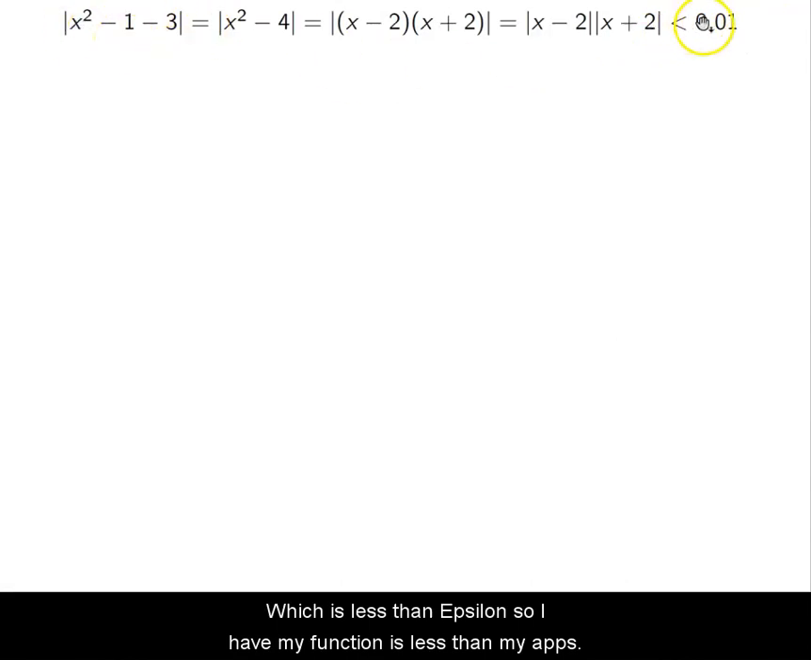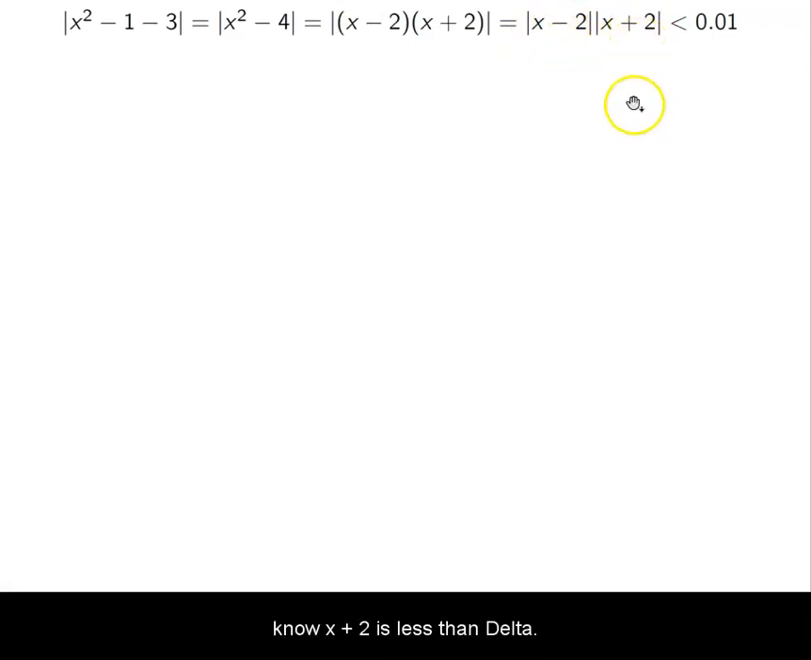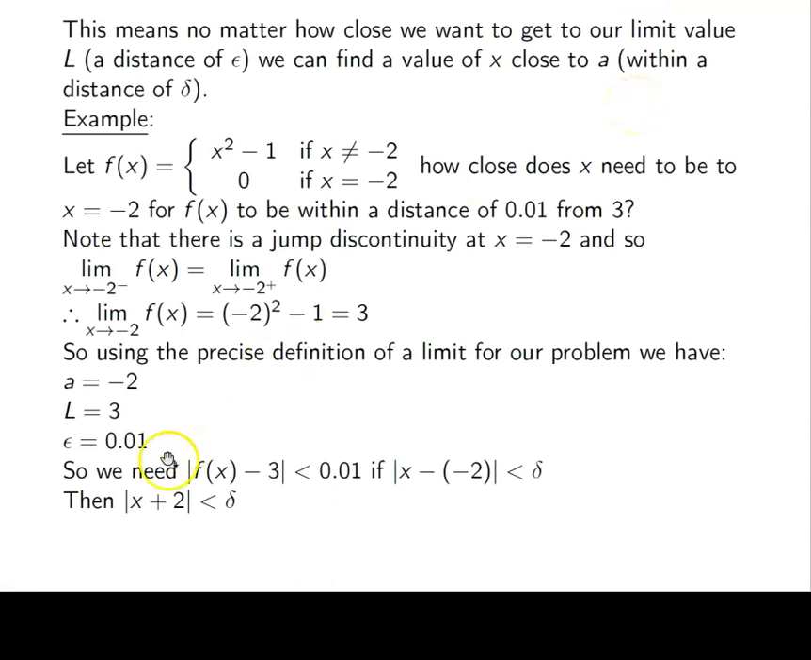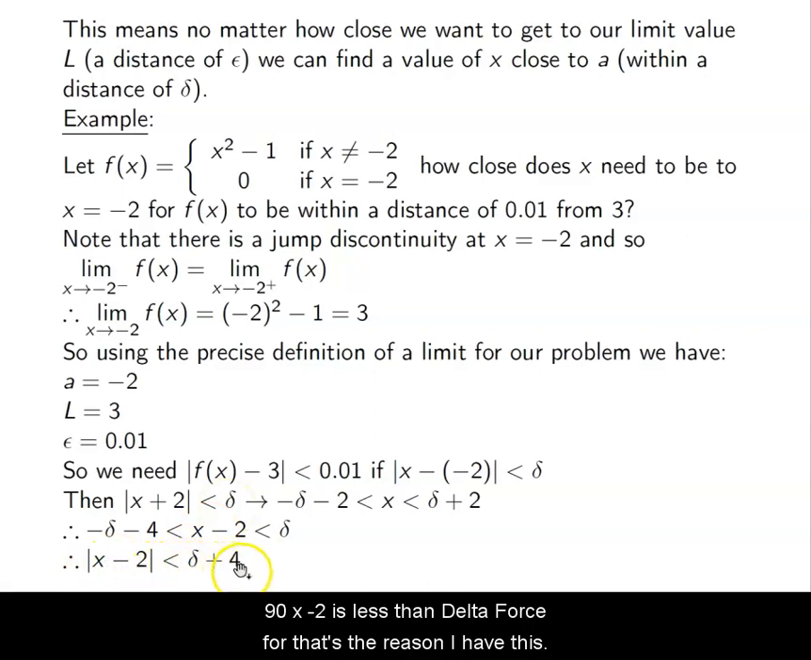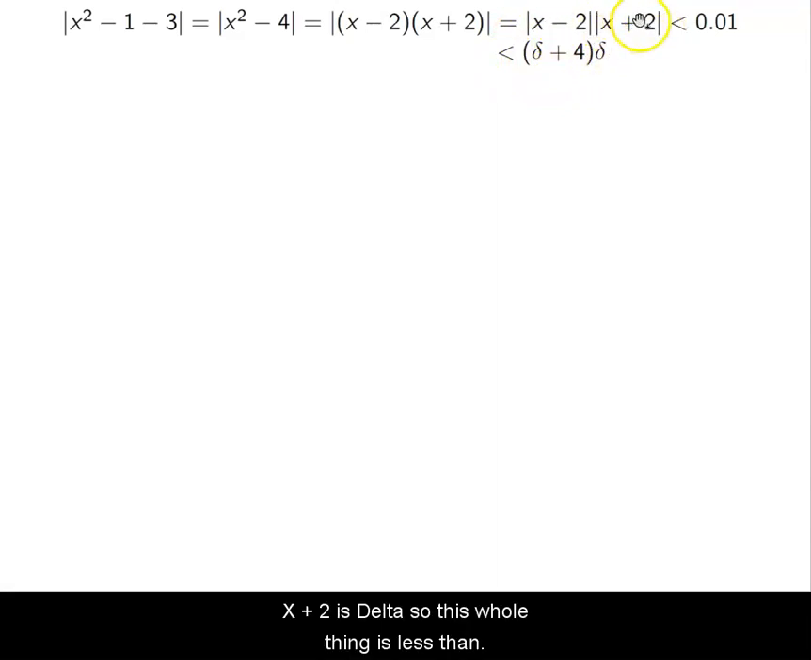So I have my function is less than my epsilon. And now I can relate these things to some deltas, because I know x plus 2 is less than delta. And I know x minus 2 is less than delta plus 4. That's the reason I have this. So if I make those relationships, x minus 2 is less than delta plus 4, x plus 2 is delta. So this whole thing is less than these values, which has to be less than 0.01.